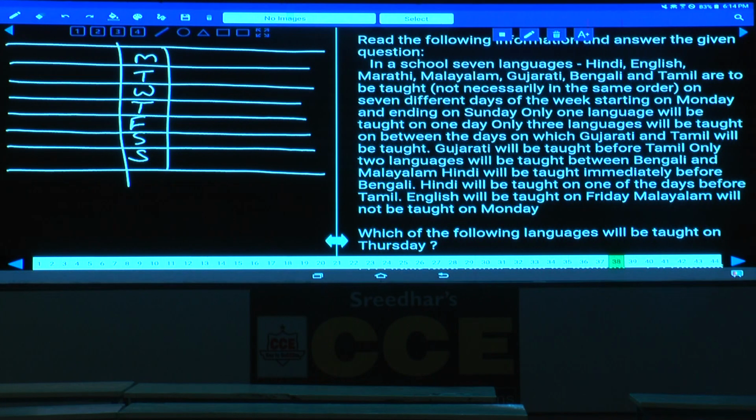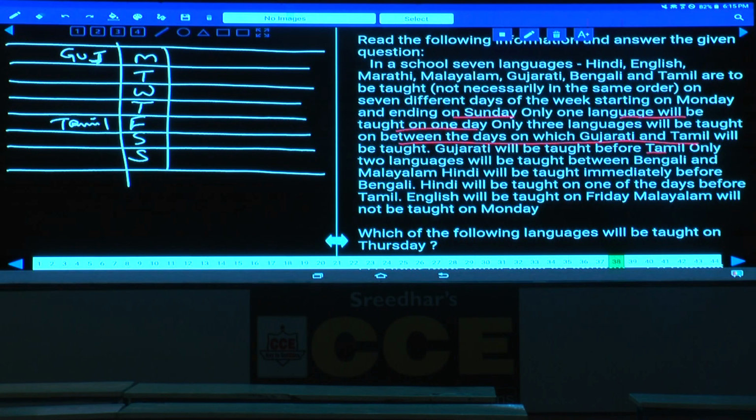Starting on Monday and ending on Sunday, only 1 language will be taught on one day. 3 languages will be taught in between the days on which Gujarati and Tamil will be taught. Gujarati will be taught before Tamil. As Gujarati will be taught before Tamil, how many possibilities do we have? If Gujarati is here, then only 3 in between Gujarati and Tamil, 1, 2, 3, Tamil will be here, that is one possibility.